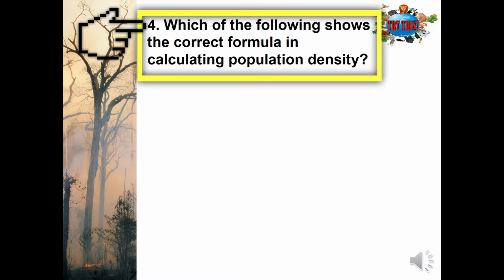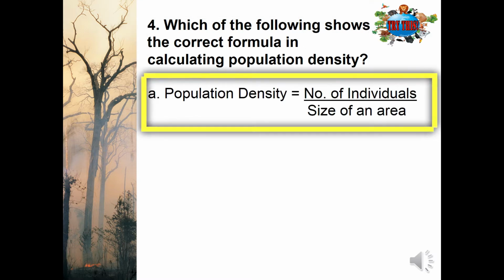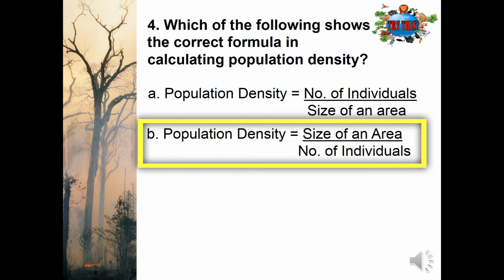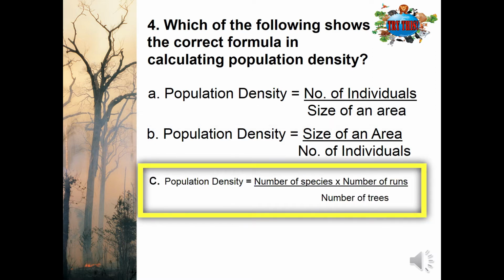4. Which of the following shows the correct formula in calculating population density? A. Population density equals number of individuals divided by size of an area. B. Population density equals size of an area divided by number of individuals. C. Population density equals number of species times number of runs divided by number of trees.